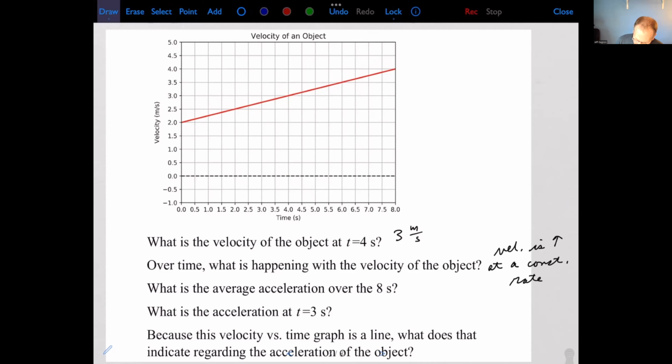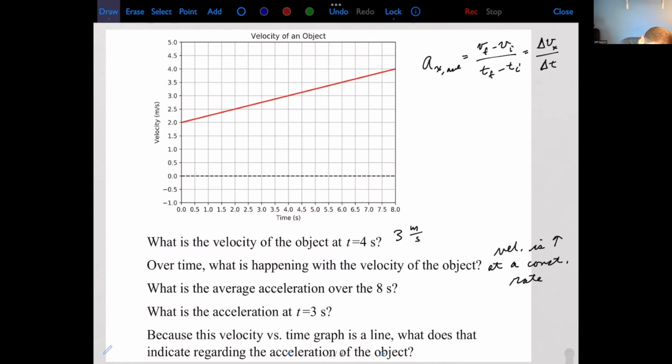Okay, what is the average acceleration over the entire 8 seconds? Well, remember the definition for average acceleration. It's going to be the final velocity minus the initial velocity divided by the final time minus the initial time. Or you could write it as change in velocity, you can call that in the x direction, divided by change in time. Okay, so basically we want to find the slope, right?